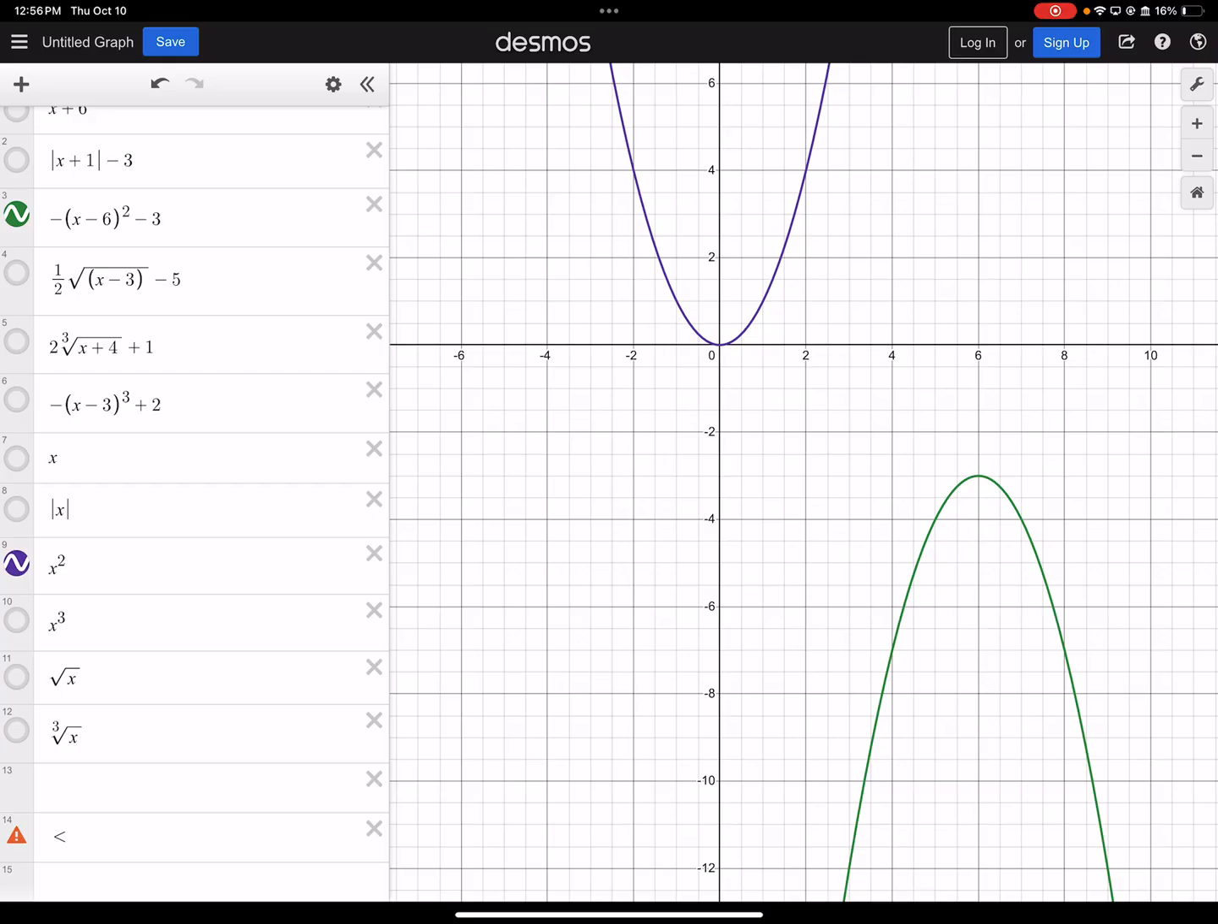Zoom in a little bit. What has happened going from our original, the purple, to the new one, the green? What has happened to the x value?